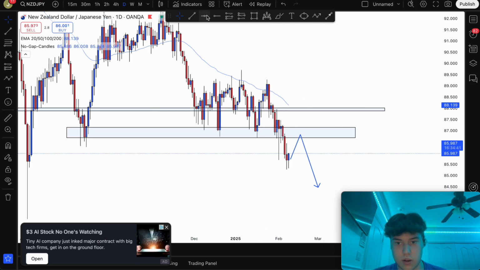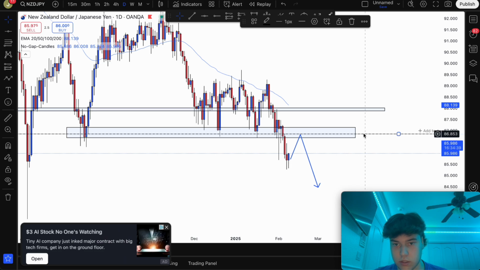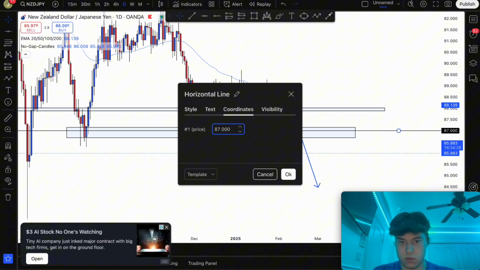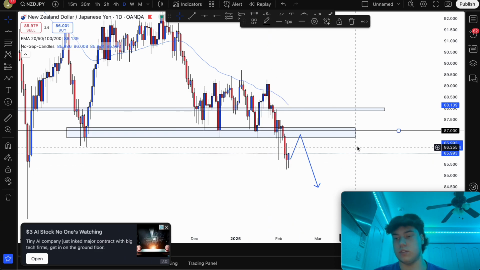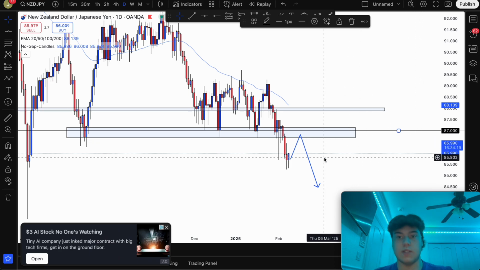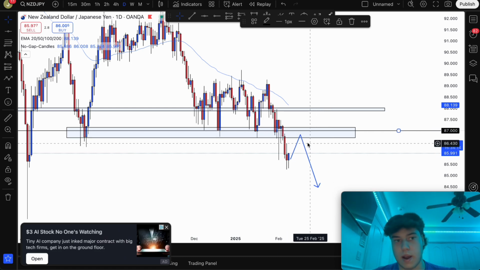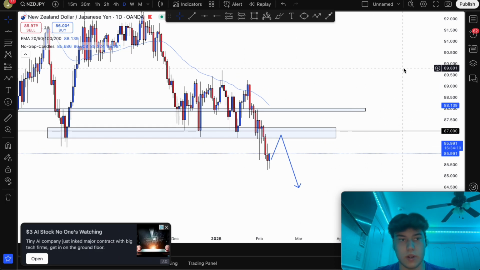We could also add on the psychological area, 7.00. So we could also throw in that 7.00 psychological area of interest. That's simply where banks and institutions sell or buy in the market. So that's another confluence we could add. So that's what I'll be waiting for on NZD JPY.